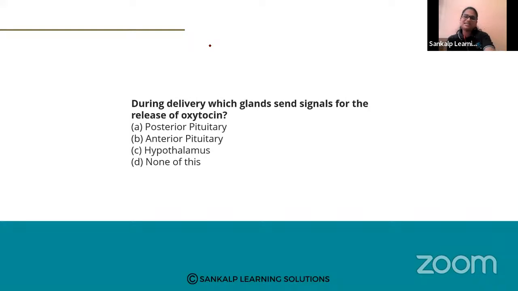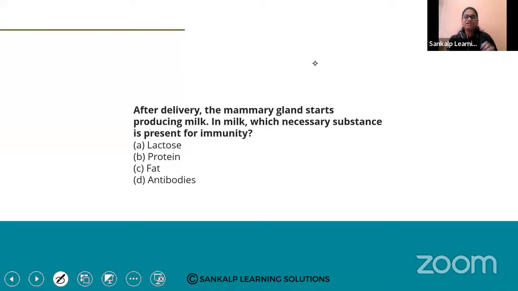The right answer here is Option B, anterior pituitary. Anterior pituitary. Next question. After delivery, the mammary gland starts producing the milk. In milk, which necessary substance is present for immunity?